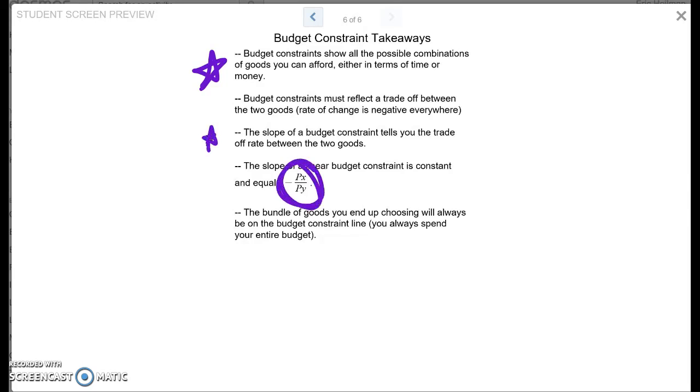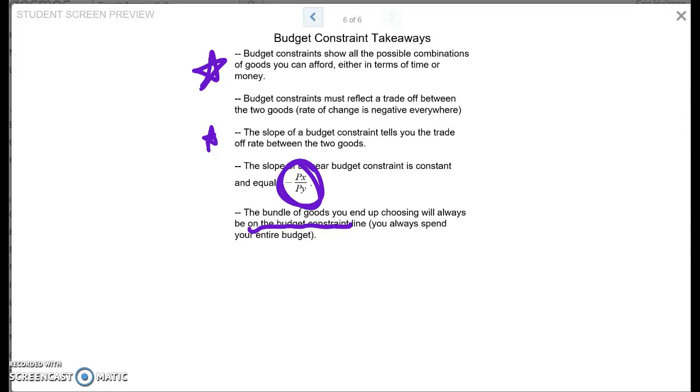This is what we just talked about on the last slide. The slope of a linear budget constraint is negative Px over Py. And then what we saw on a previous slide, the bundle of goods you end up choosing will always be on the budget constraint line. You will always spend your entire budget.